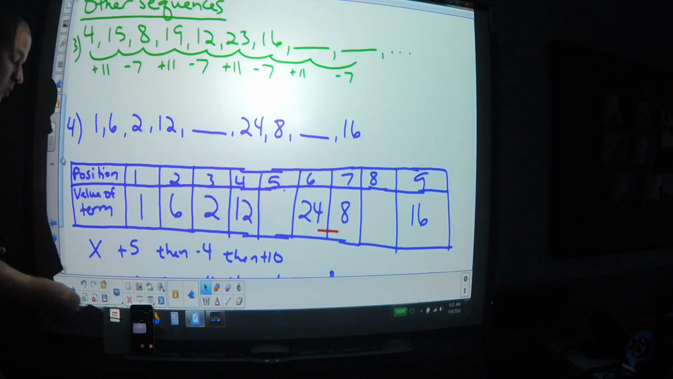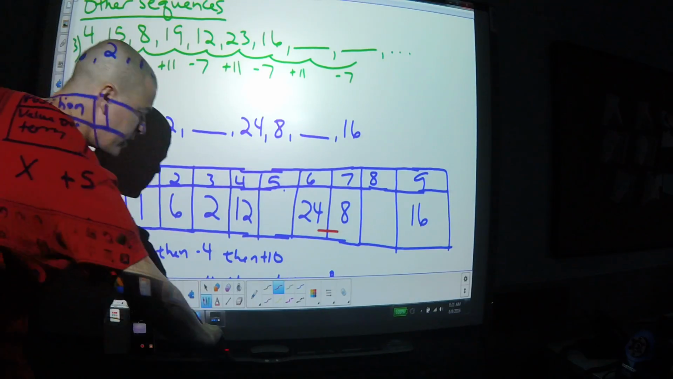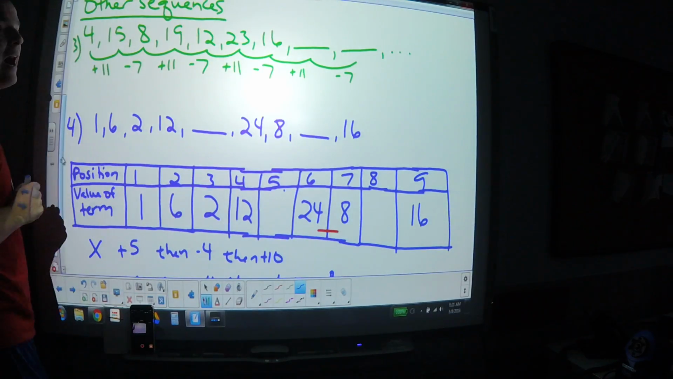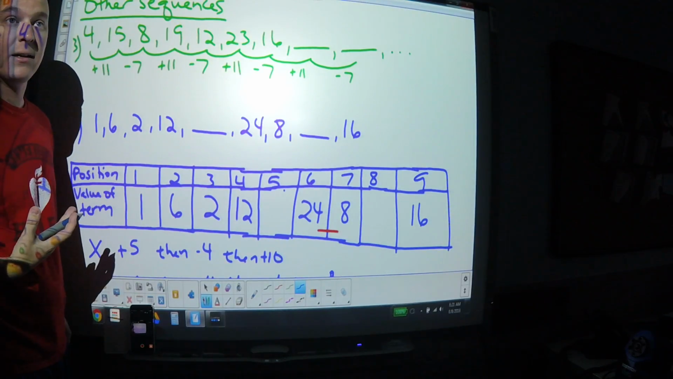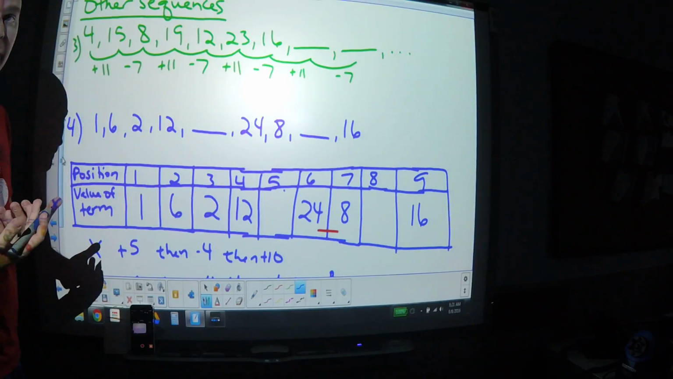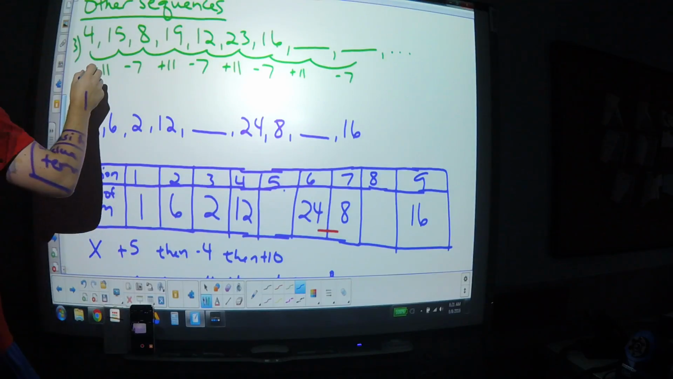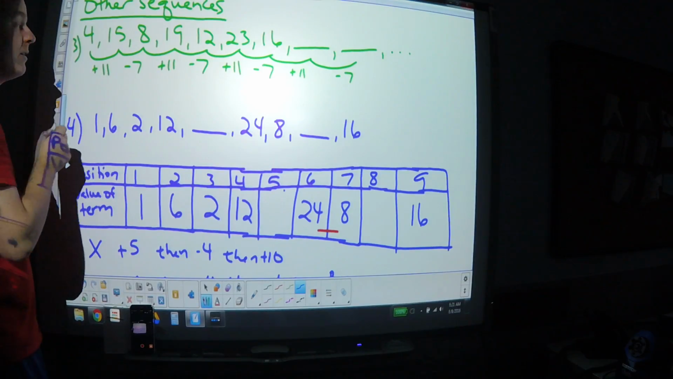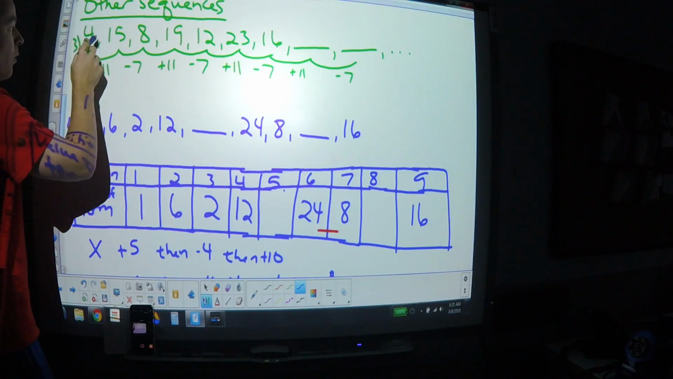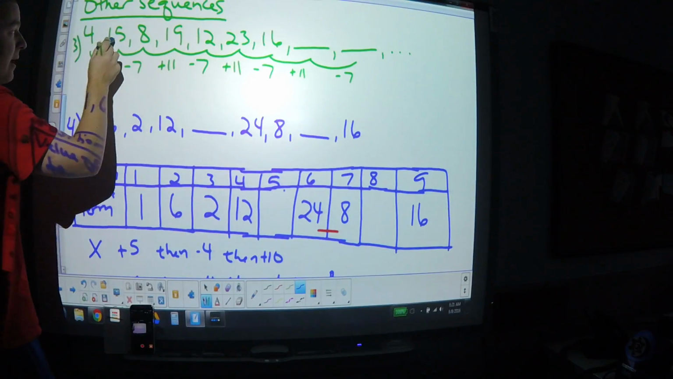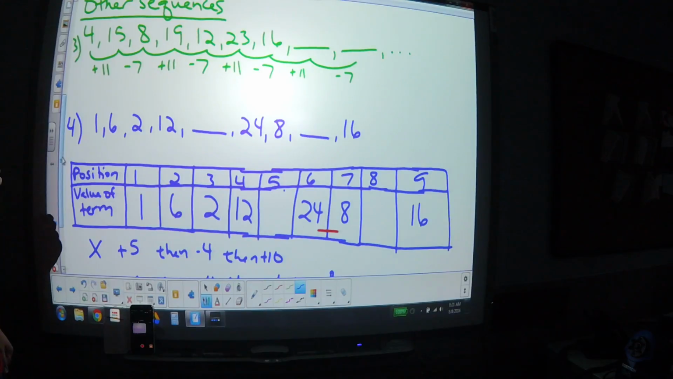Okay? So looking at this one, we go up. Well, since 4 does not go into 15 evenly, therefore we're not multiplying. I can't take a number times 4 and get 15. So that means that I'm going to be adding. Well, what's the difference between 4 and 15? It's 11. So that means that I'm going 4 plus 11 to get 15.